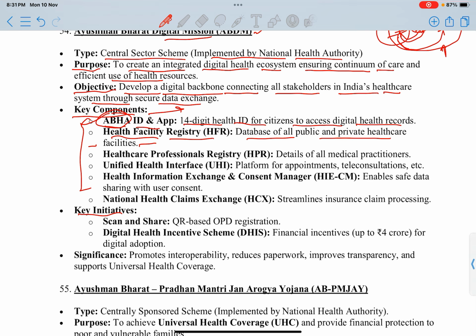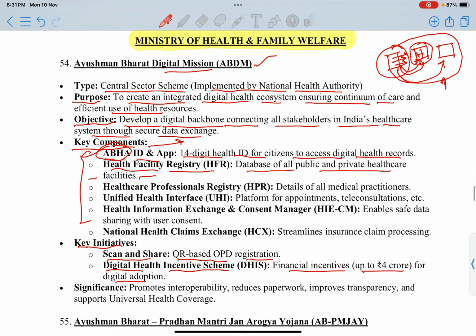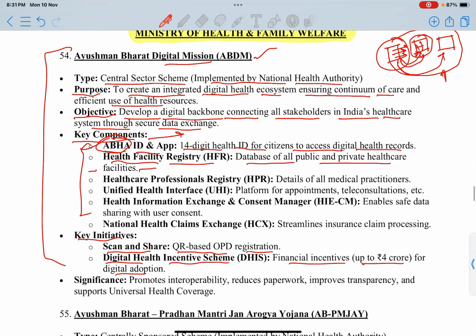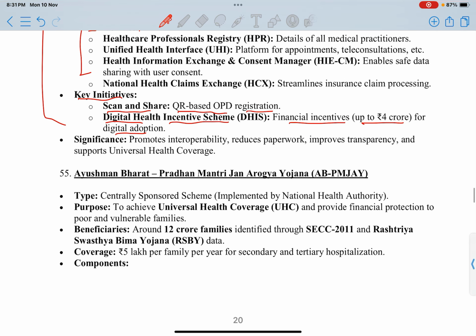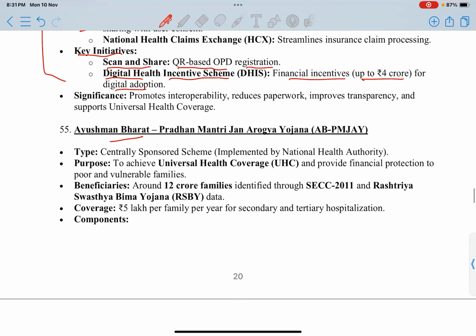Now there are some initiatives under this scheme: Scan and Share, QR-based OPD registration, and the Digital Health Incentive Scheme, with financial incentives up to 4 crore for digital adoption. So Ayushman Bharat Digital Mission is all about integrating all the health authorities in the country. Next, Ayushman Bharat Pradhan Mantri Jan Arogya Yojana, PMJAY.